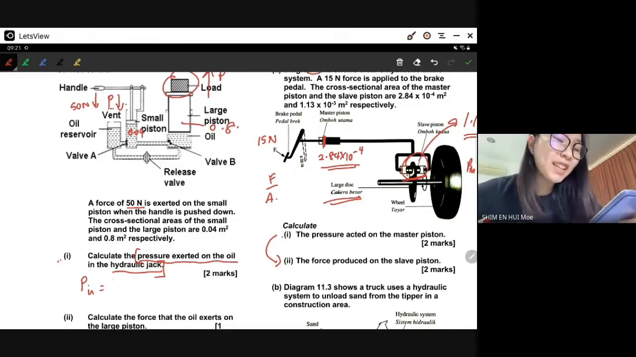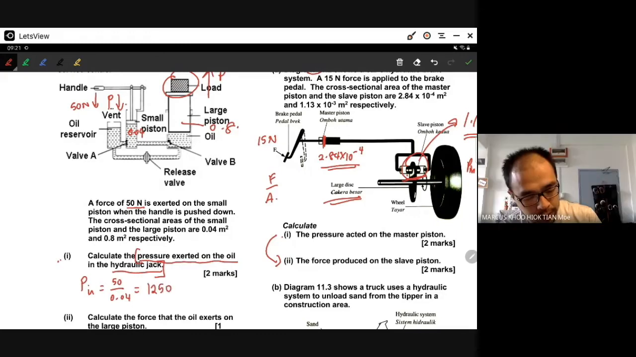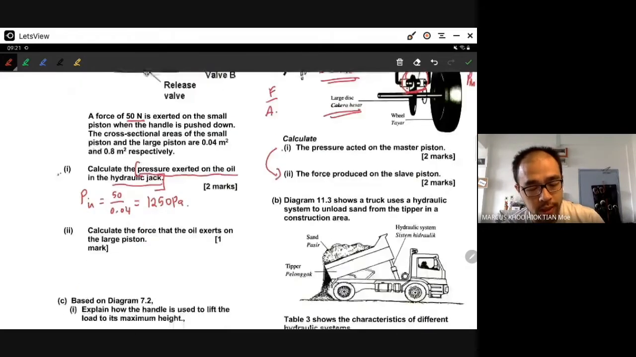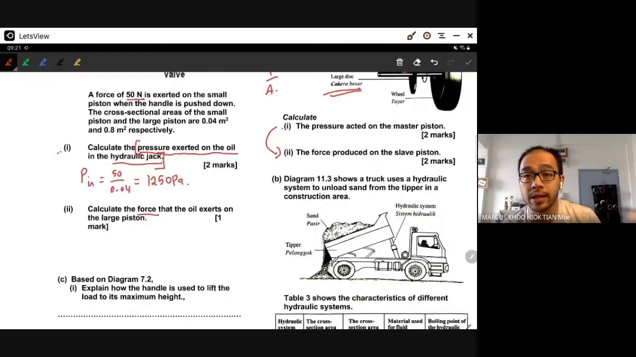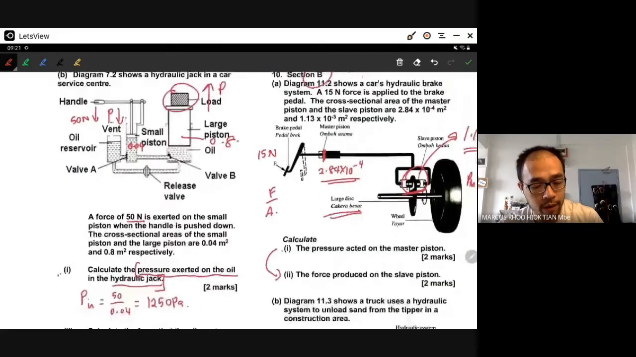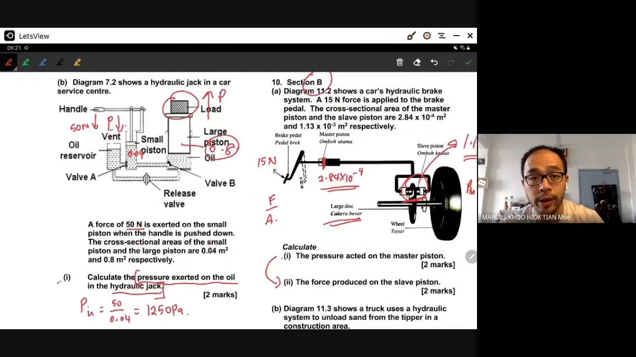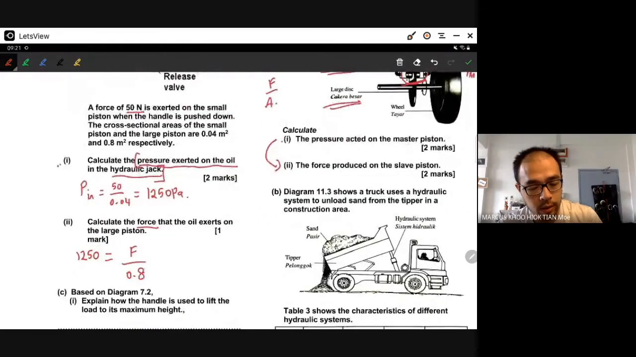Is it 50 divided by 0.04? Okay, which is 1250. Okay, 1250, unit is Pascal. Then we use that to calculate the force exerted on the large piston, because in Pascal's principle, input pressure equals output pressure. So we will have 1250 equals the force that we want to calculate over the large piston's area, 0.8. And so what will my answer for the force be?